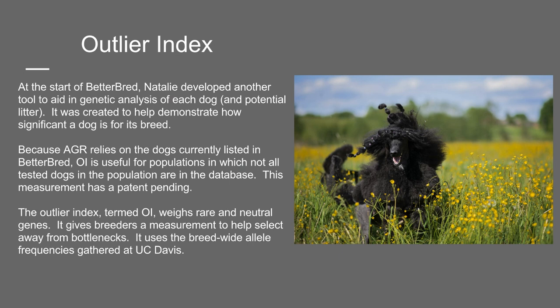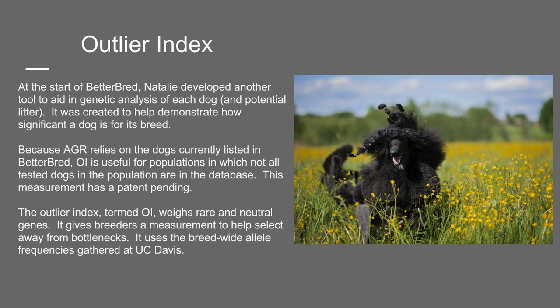At the start of Better Bred, when standard poodles were run, which is why there's a picture of standard poodles, Natalie developed another tool to aid in the genetic analysis of each dog and potential litter. It was created to help demonstrate how significant a dog is for its breed. Because AGR relies on dogs currently listed in Better Bred, OI is useful for populations in which not all the tested dogs in the population are in the database. This measurement also has a patent pending.